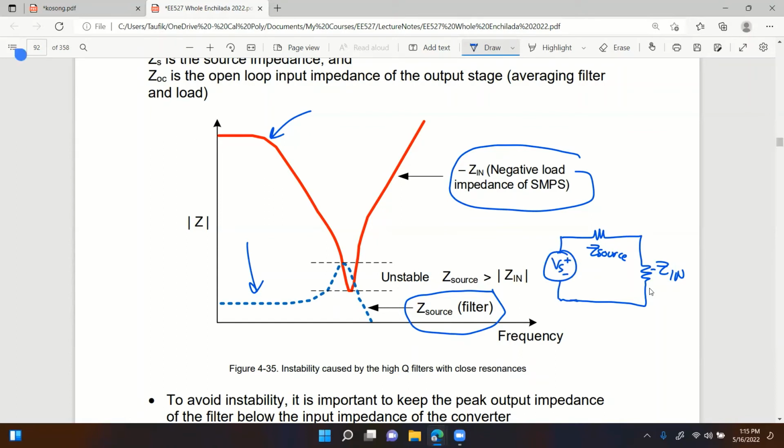Now, if they overlap like this, that's not good, right? Because if they overlap, watch. If I zoom in, what is the condition for instability again? If Z in magnitude is less than Z source, right? Then we have a problem. This is not good, right? So what if I zoom in?